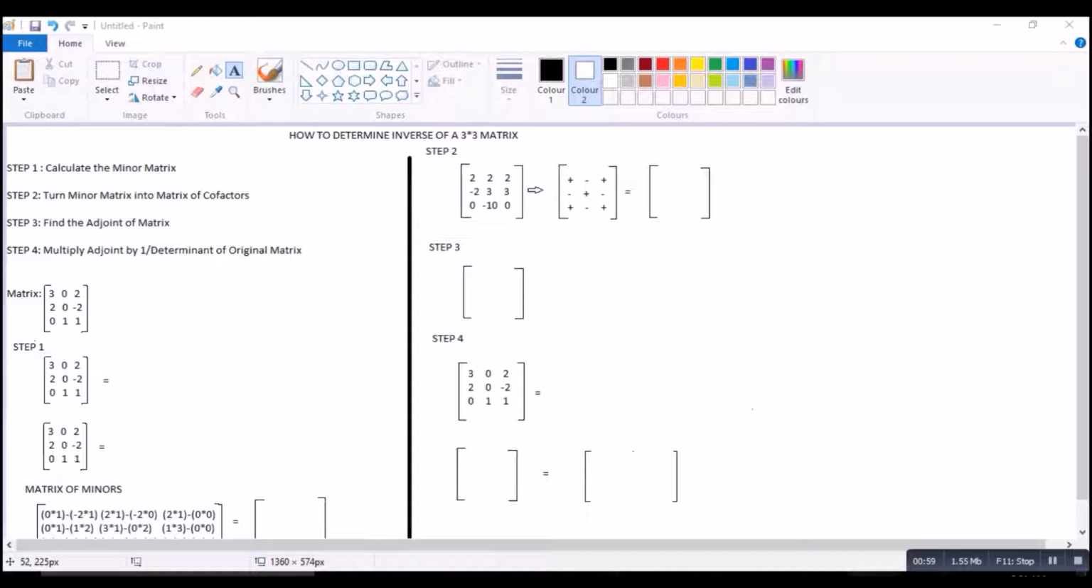Calculation of the matrix of minors: ignore the row and the column of the current position, calculate the determinant of the remaining square matrix, and assign the current position that value. Let's calculate the value for the first and the second position. So for the value of the first position, we cancel out the first row and the first column.